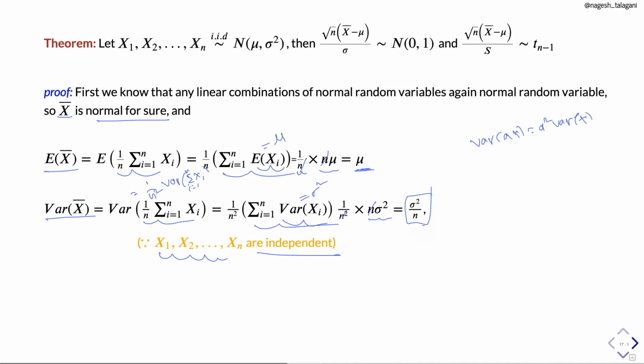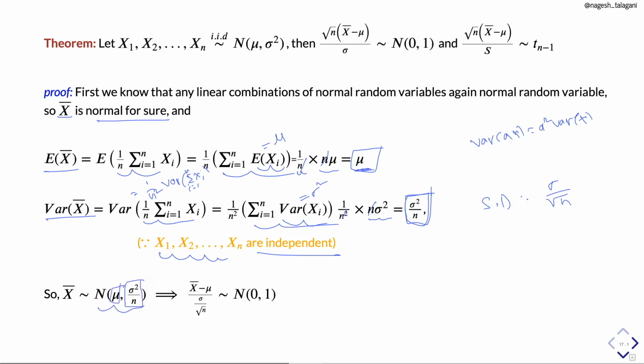So here x bar is a normal random variable with mean parameter mu and variance parameter sigma square by n. Okay, so what will be the standard deviation? It's going to be sigma by root n. So we can say that x bar follows the normal distribution with mean parameter mu and variance parameter sigma square by n. So we can say that x bar minus mu by sigma by root n follows the standard normal distribution. This we can write as root n of x bar minus mu by sigma.